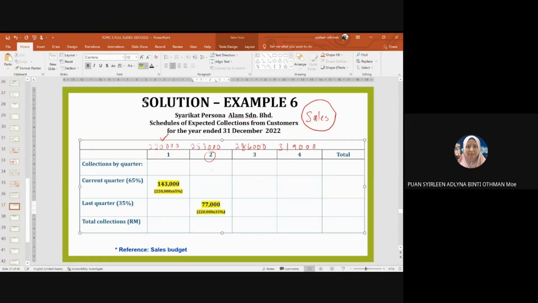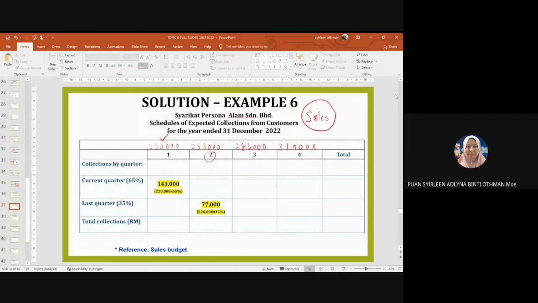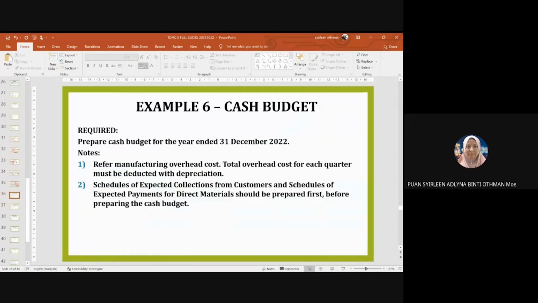Okay, yang saya warnakan kuning ni adalah dari kuartal yang sama. Alright. Okay, itu untuk kuartal 1. Okay, alright. Apa kita nak isi kat sini? Okay, yang awak nak isi di sini ialah maklumat daripada additional information. Okay, saya scroll sekejap ya.